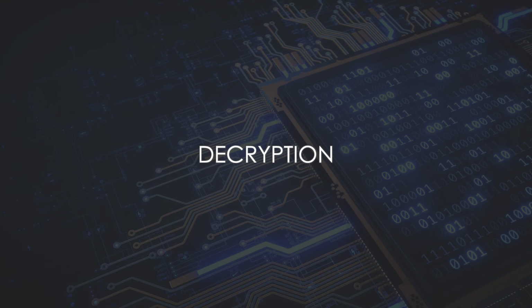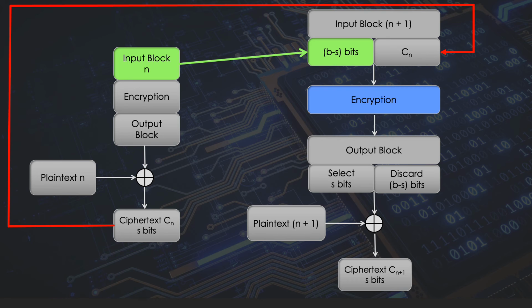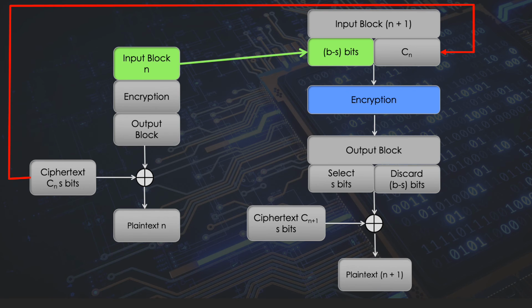Now, let's look at decryption with CFB. Decryption is similar to encryption. However, the placings of the plaintext and ciphertext need to be swapped. And that is how decryption is done.